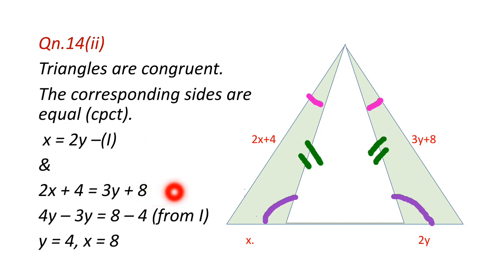We substitute the value of x as 2y. So it is 2x, so 2 into, for the x we can write 2y. So it is 4y. And this 3y is taken to this side. So 4y minus 3y is equal to 8 minus 4, as this 4 is taken to this side. So we have y equal to 4. And as x equals twice of y, we have x equal to 2 into 4, that is 8. So this is the answer, and this one is completed.